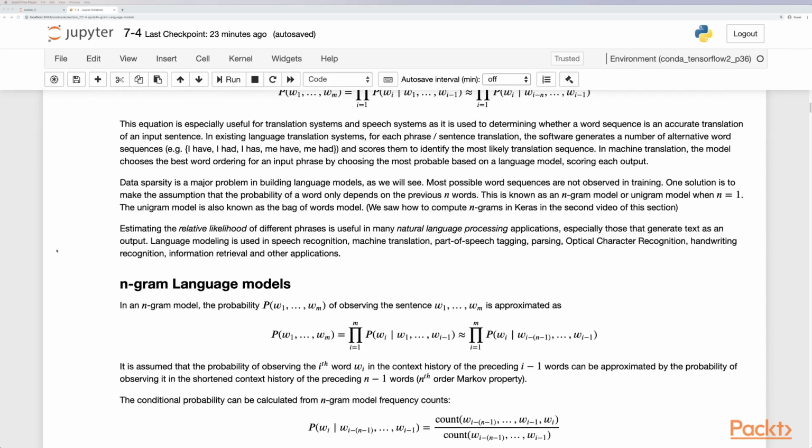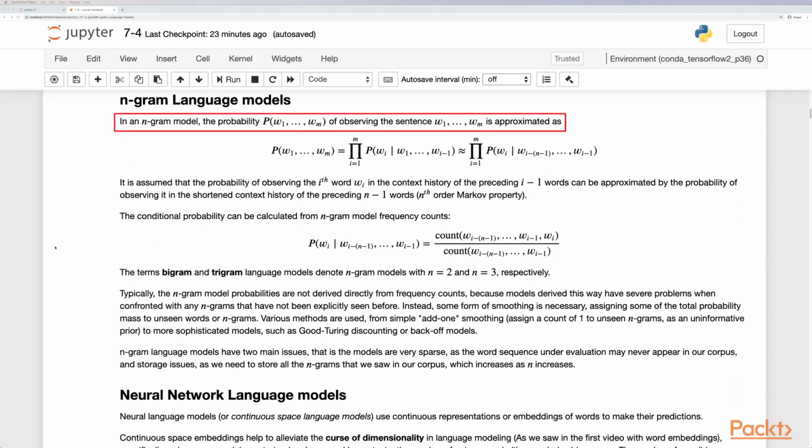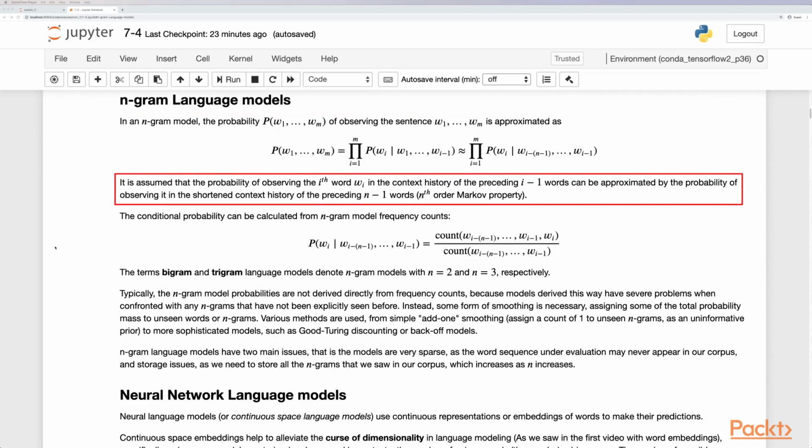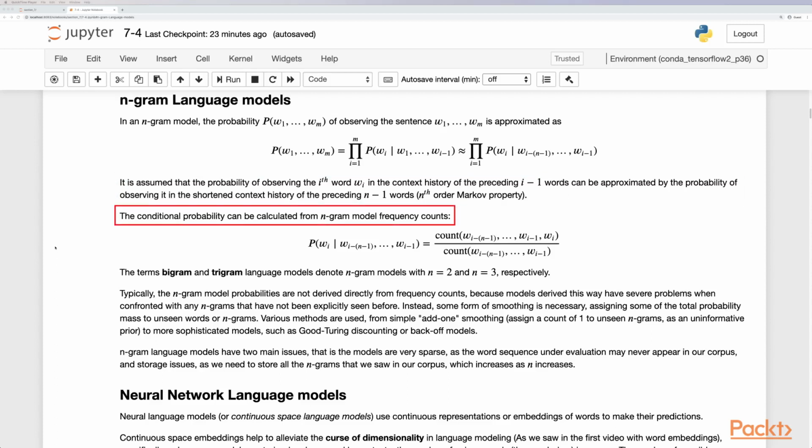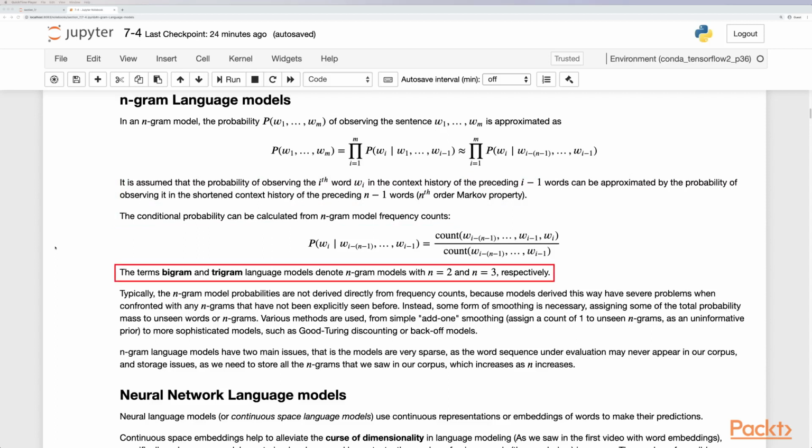So, as we saw in the second video, n-gram language models. In an n-gram language model, the probability distribution of observing the sentence is approximated as follows. It is assumed that the probability of observing the ith word in the context history of the preceding words can be approximated by the probability of observing it in the shortened context history of the preceding n words, and this is known as the nth order Markov property. The conditional probability can be calculated for an n-gram model from frequency counts, and the terms bigram and trigram models denote n-gram models with n equals 2 and n equals 3 respectively.